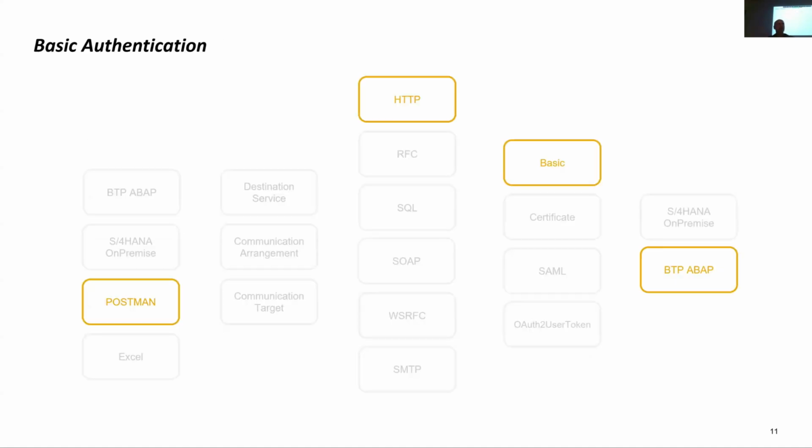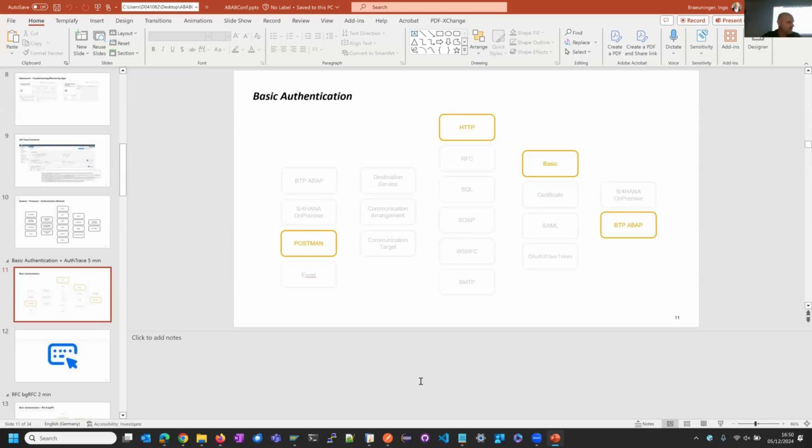So the first scenario is using Postman. You know the slides. Using Postman with HTTP, using basic authentication, calling the Steampunk system. We are just turning on the traces and see what happens. Okay, then let's go and do that.